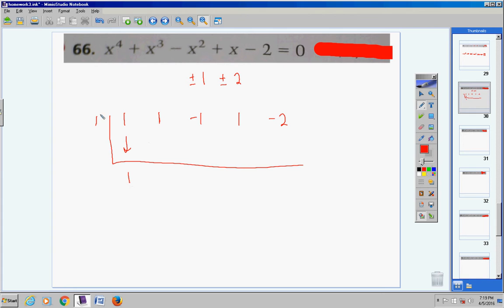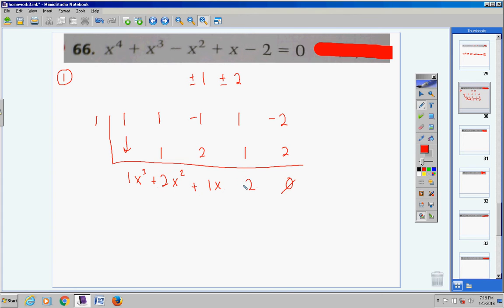Bring down this. 1 times 1 is 1. Combine. 1 times 2 is 2. Combine. 1 times 1 is 1. Combine. 1 times 2 is 2. Combine. Look at that. Good deal. So 1 is a 0, or it's one of my answers. I start off with an x to the 4th, so now I have x cubed, x squared, x, and my constant term. They're all positive.